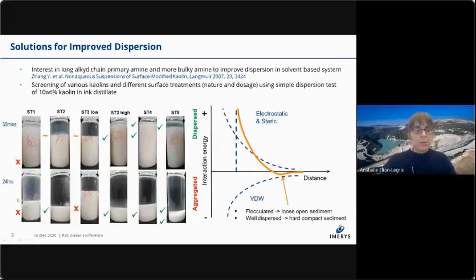And the other interest is to look once the kaolin has fully sedimented, because if there's an issue of flocculation, if there's not enough steric repulsion, then you'll have large flocs. So there'll be a distance between each particle. And there is an example here of a very large floc structure. So with this very quick test, we can decide which surface treatment looks the best.